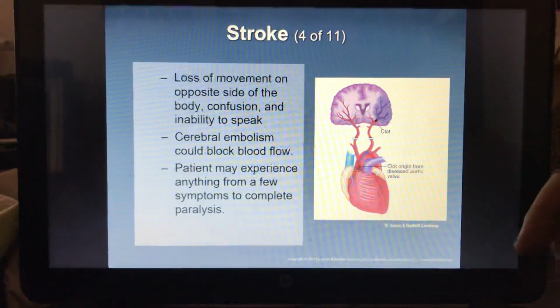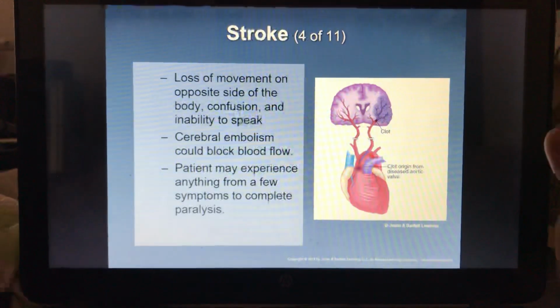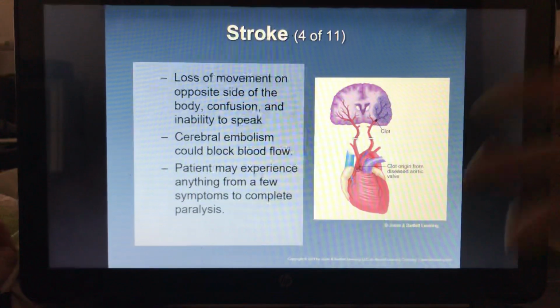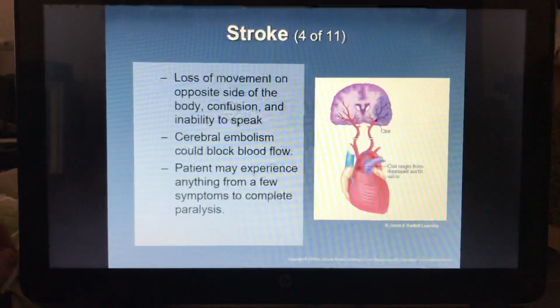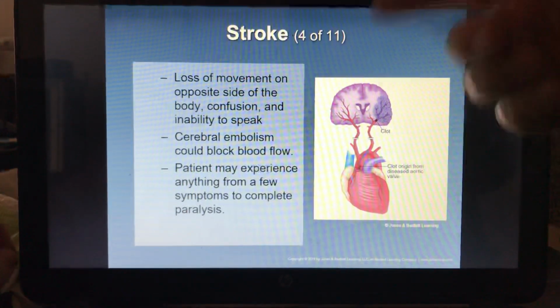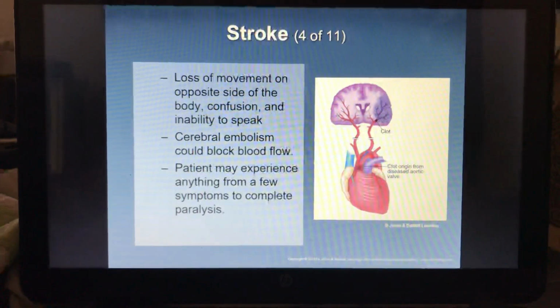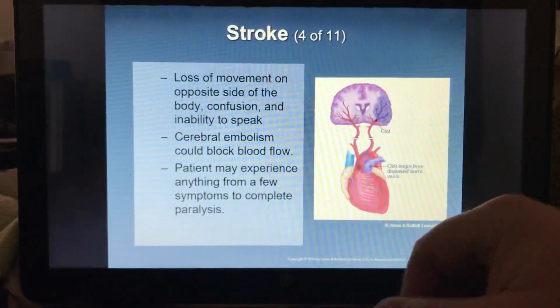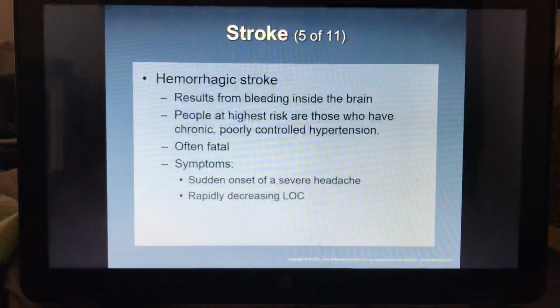We think of the facial drooping, the arm drooping, slurred speech. Those are the classic signs and symptoms. Sure, that's great for a cerebral stroke, but you can actually have a stroke in the cerebellum. You can have one in the brainstem. It all depends on where it winds up, but typically it winds up being in the cerebrum itself. So that's what you need to be looking for.